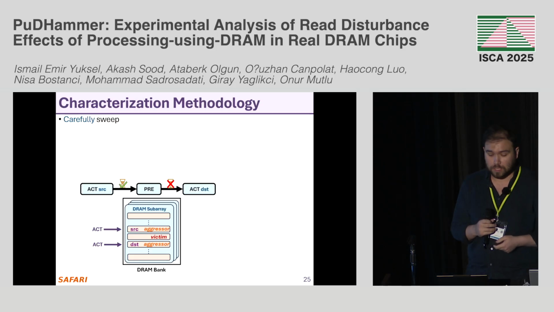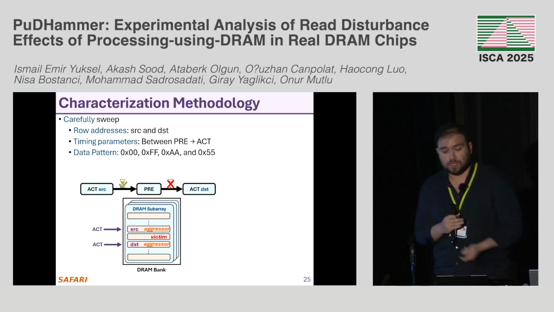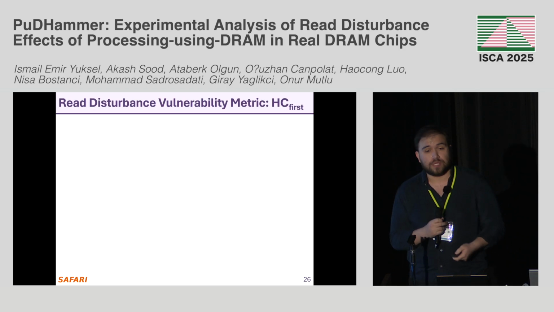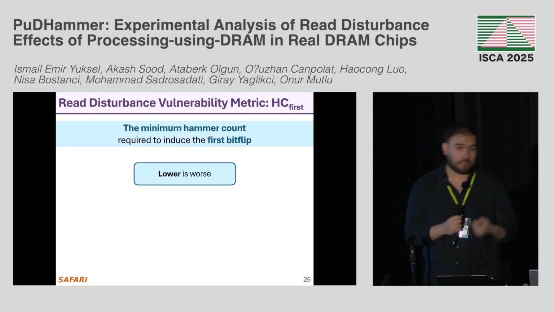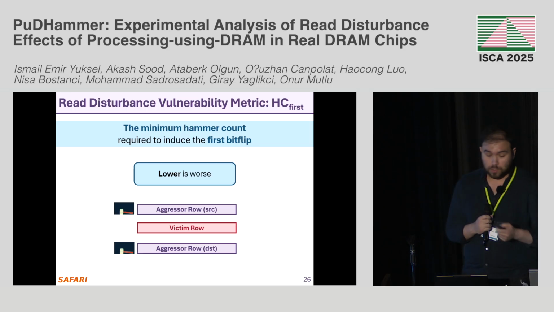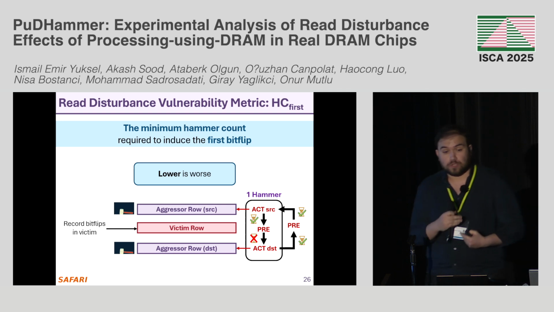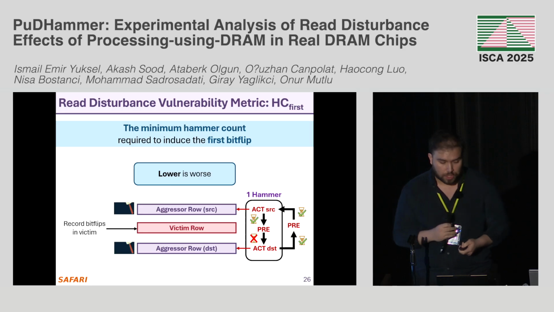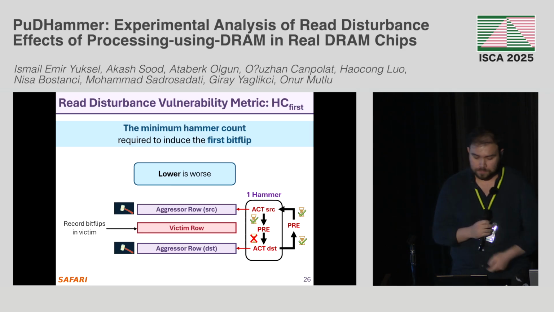To characterize the read disturbance vulnerability, we carefully sweep row addresses, timing parameters, data pattern, and temperature. To assess the vulnerability, we use a metric called HC first, the minimum hammer count required to induce the first bit flip, and lower is worse. Here we have the double-sided scenario for consecutive multiple row activation, and we count one hammer as one consecutive multiple row activation operation. Between each hammering, we obey the timings and issue a precharge command. After enough hammering, we record the bit flips in the victim rows.